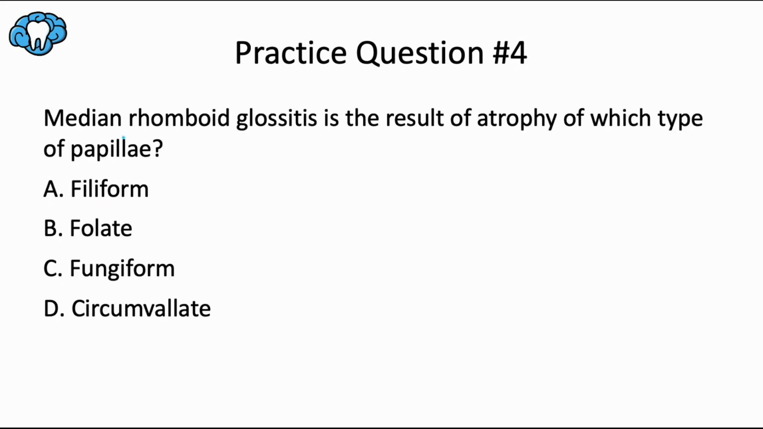Question number 4. Median rhomboid glossitis is the result of atrophy of which type of papillae? Go ahead, read through the answer choices, pause the video, and then we'll go over it together. So the central red patch of median rhomboid glossitis, as well as the red lesions of geographic tongue, are the result of desquamation or atrophy of the filiform papillae, the most common papilla on the tongue. So the answer to this question is A.